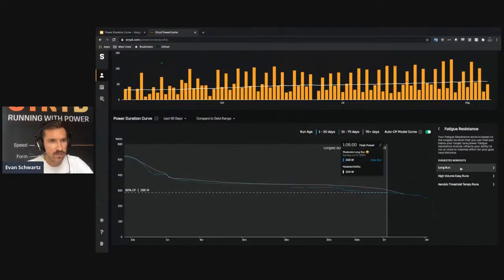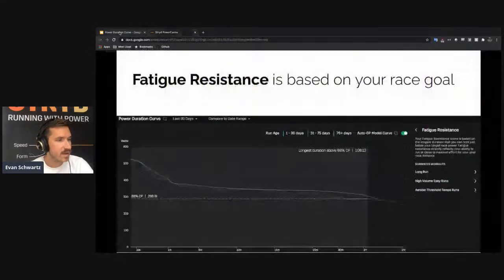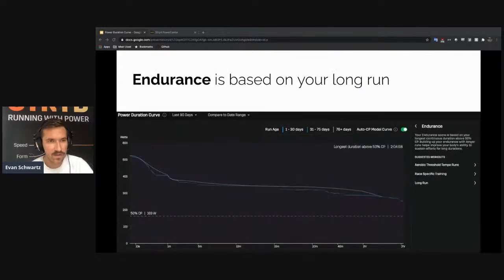And the suggested workouts to go along with fatigue resistance are, for me, long runs, high volume easy runs, and aerobic threshold tempo runs, which makes total sense to me. Let's take a look at the last one here. The last one here is endurance.